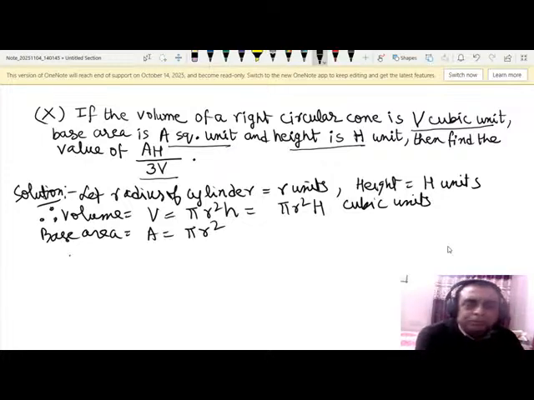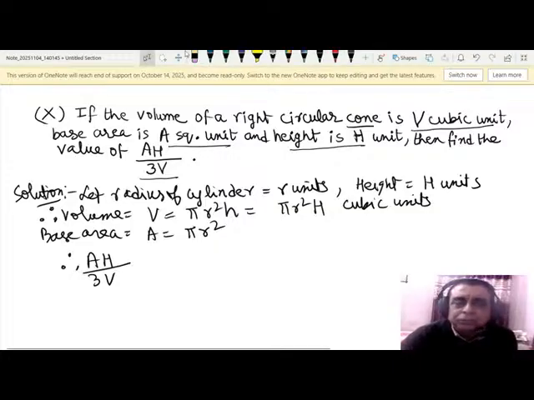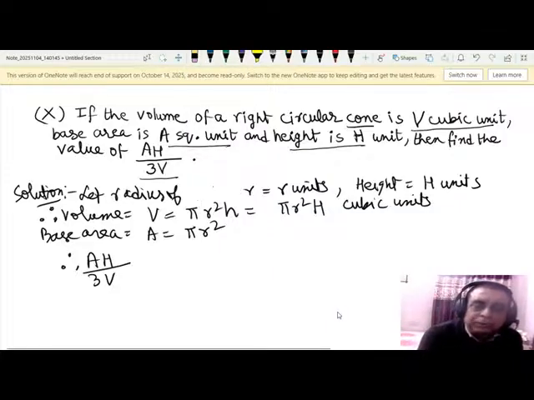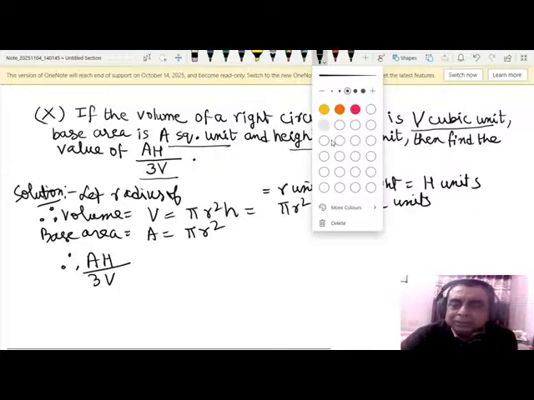Now you put the values here. So therefore, AH divided by 3V. Oh, sorry. Here it is a cone. I have written wrong, sorry. It is a cone. So let us do a correction. In the question, it is given cone and not the cylinder. Sorry.